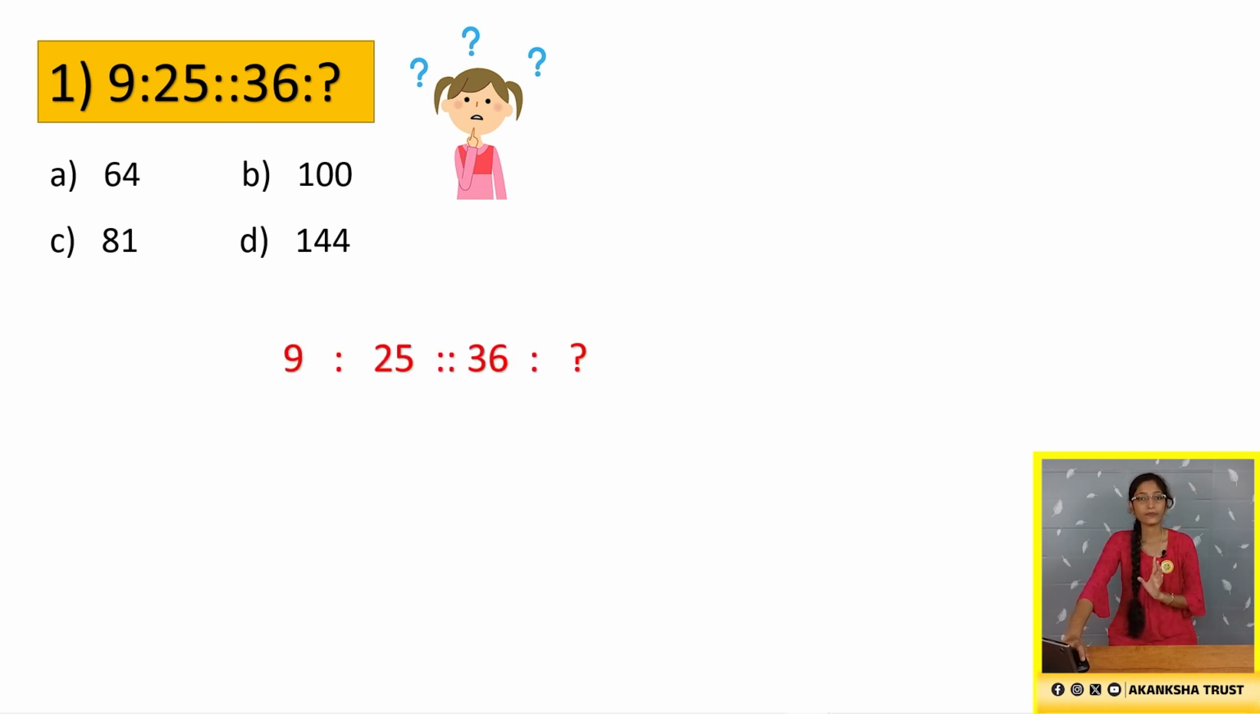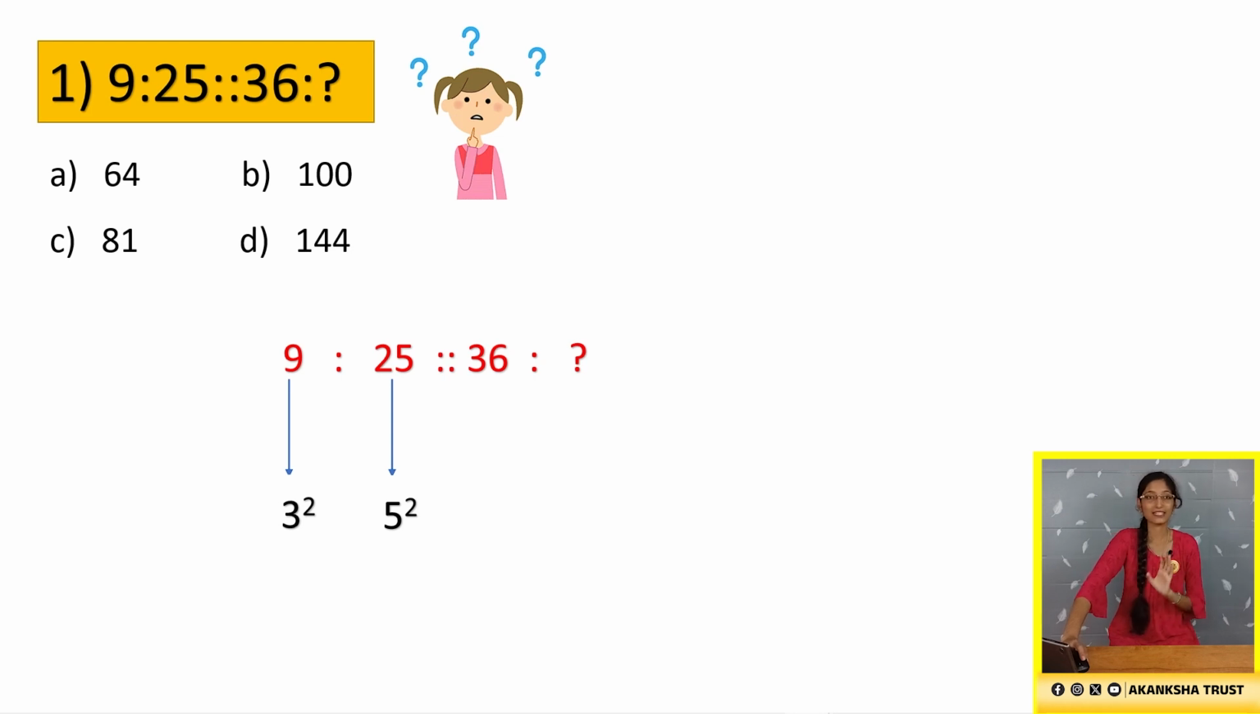9 is the square of 3, right? Then 25 is the square of 5. See, 3 square and 5 square. What is the relation between 3 and 5? If you add 2 to 3, you will get 5. So you have to find the square root of the first number, then add 2 to that number. So you will arrive at the next number.